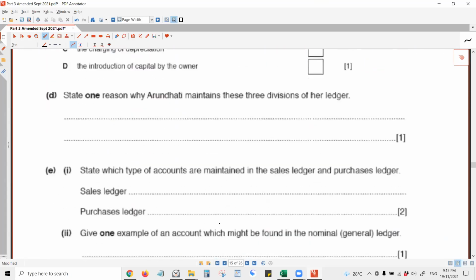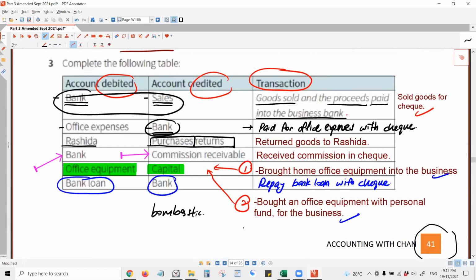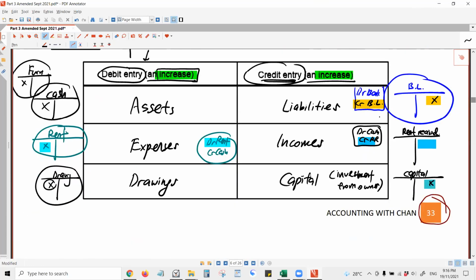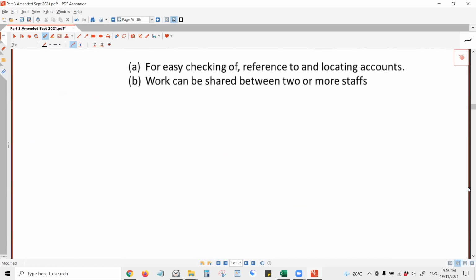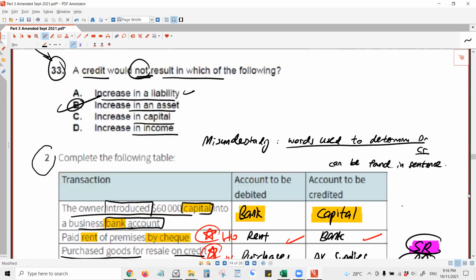NCA is an asset. There are two types of assets, current assets and non-current assets. You get what I mean? The table that I showed you just now. So assets are here. There are two types of assets, NCA and CA. Both NCA and CA are under this left column. Increase in NCA means debit. Increase in CA also means debit. Next question.